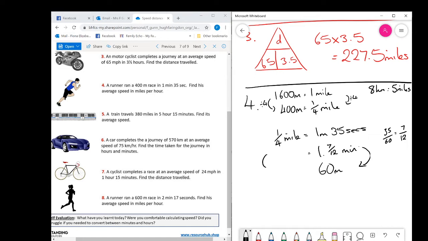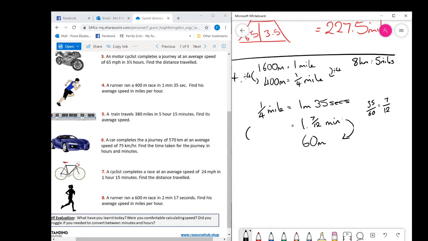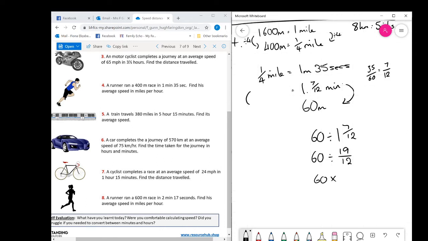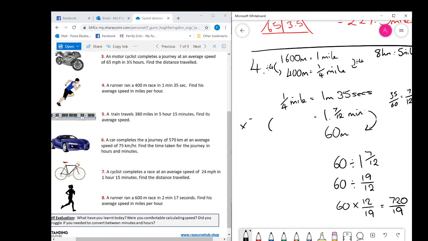Okay, so if I do it as a fraction, going right back to the work we did in September, I want to divide 60 by 1 and 7 over 12. So I've got to turn it into an improper fraction, so that's 19 over 12. And then I've got to flip the second fraction and change the sign. So that's 720 over 19.